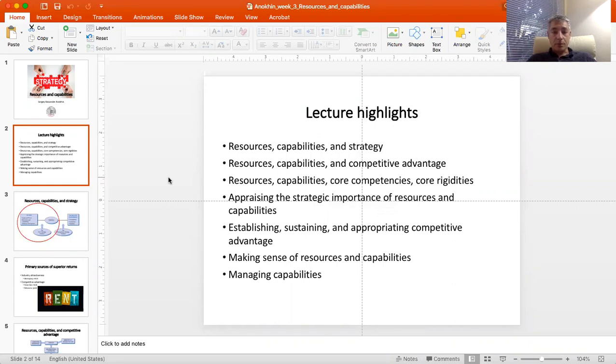We'll try to understand how we appraise the strategic importance of our resources and capabilities and how we use them to establish, sustain, and appropriate competitive advantage. And then finally, we'll try to bring it all together by discussing how you make sense of resources and capabilities, which ones you want to invest in, which ones you will try to divest for the benefit of the firm, and which ones you may actually safely ignore.